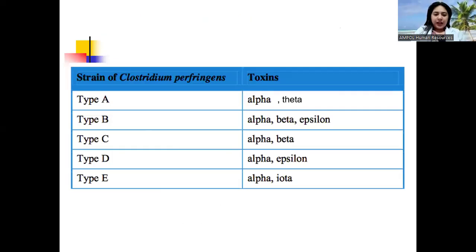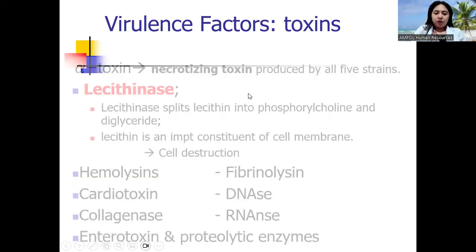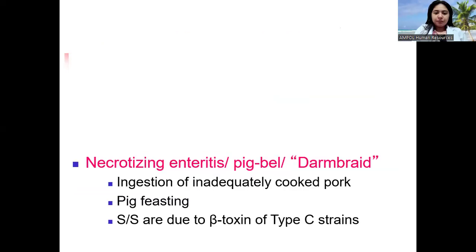Okay? Ayan. So strains of Clostridium perfringens, we have your 5: A, B, C, D, E. Okay, so the toxins produced by the following: alpha and theta for A, alpha, beta, epsilon for B, alpha and beta for type C, alpha and epsilon for D, and alpha and iota for E. So please familiarize lang these toxins produced by the different strains of your Clostridium perfringens.